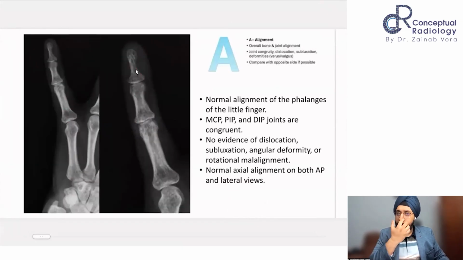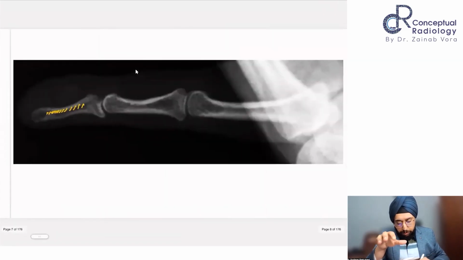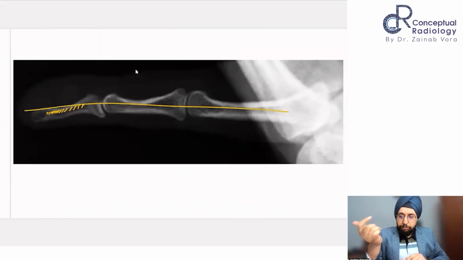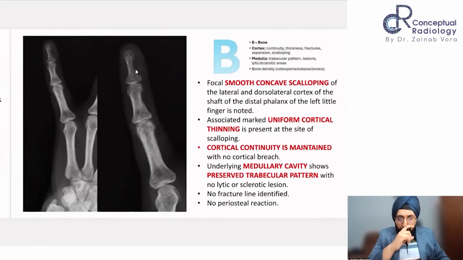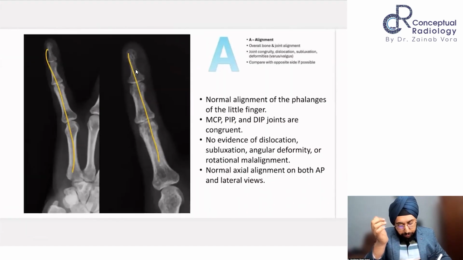Now let us move with the ABCD approach we should be following for every bone. That should be in your mind. So A is for alignment. So overall alignment is the same. The ray is absolutely maintained, no dislocation. All the joints appear congruent. So there is normal axial alignment both on the AP views as well as the lateral view. No, there is no subluxation. The ray is absolutely maintained.